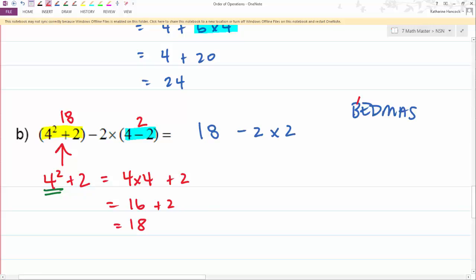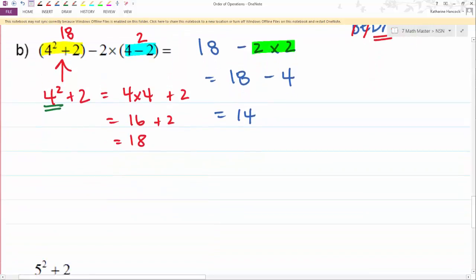All right, I'm done the brackets, I'm done the exponents. I've got to look for division and multiplication. And I have some. I've got a 2 times 2. So that gives me 18 take away 4, and I get a final answer of 14.